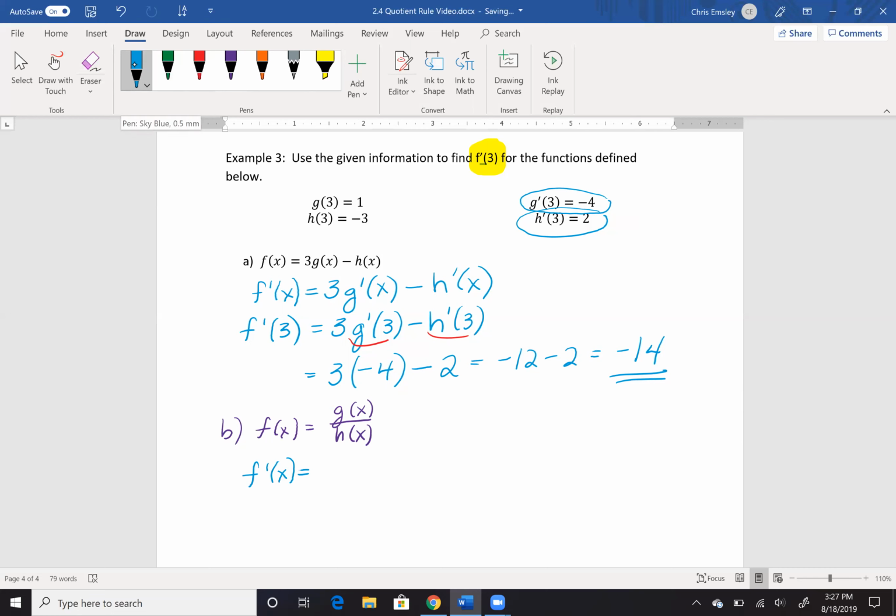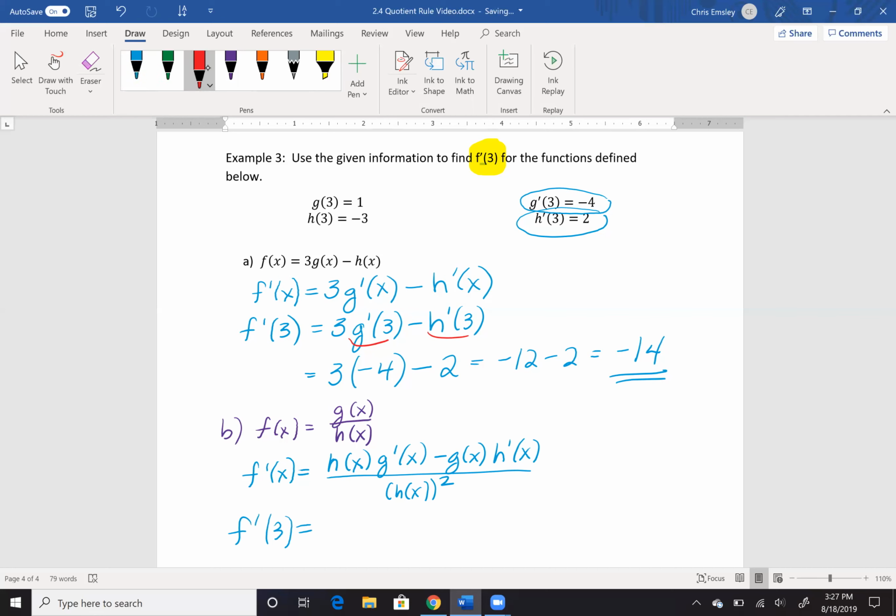So for the derivative, we really just need to write out that quotient rule that we've been practicing. The bottom times the derivative of the top minus the top times the derivative of the bottom, all over the bottom squared. One last step, we actually want f prime of 3. So rather than write it all out again, I'm just going to look it straight up on my table.